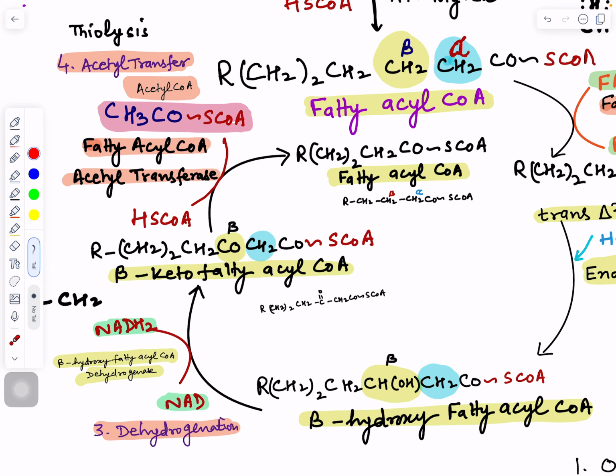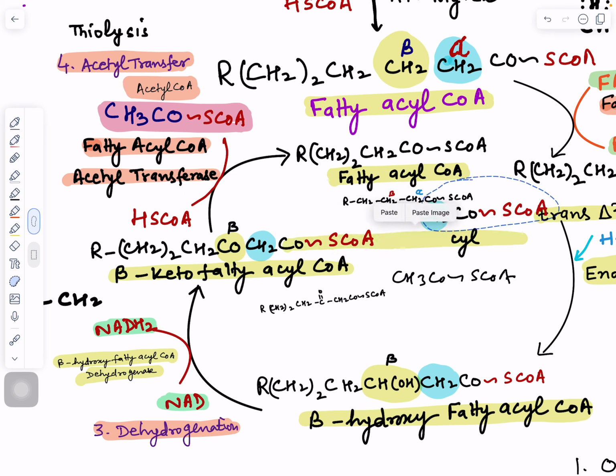Now we can see here this part of the molecule. I'll just make it like this. This part of the molecule, right? Now this will be removed. CH3COS coenzyme A. This will be removed from here. I'll again make it like this, right? This will be removed.